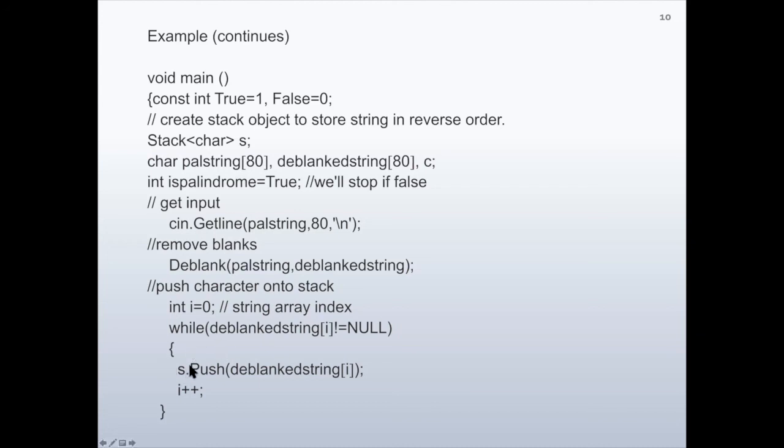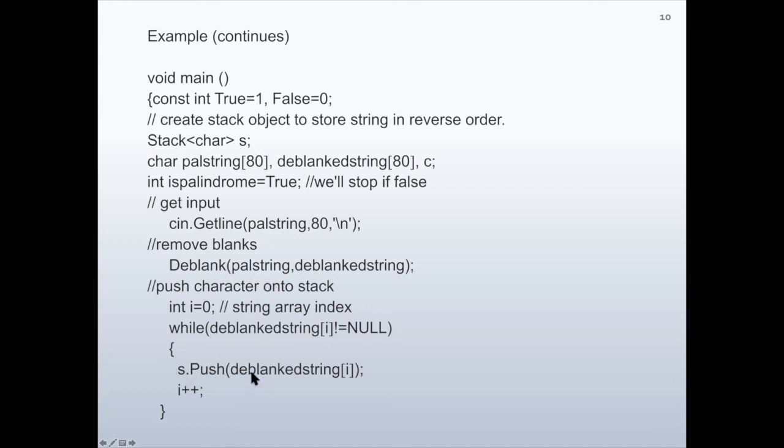On the stack s, we apply the push operation. We are calling the push method, where the character stored at the ith location of the array dblank string is the item. This is stored into the stack. And the value of i is incremented by 1, so we consider the next character in the dblank string. So all the characters belonging to the string up to the null character are stored into the stack.